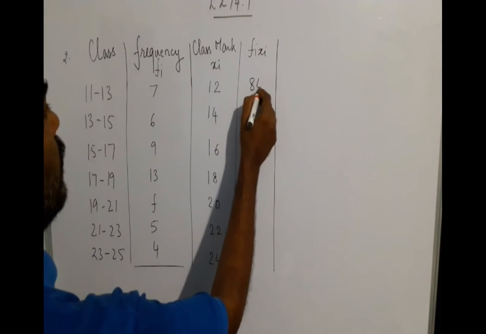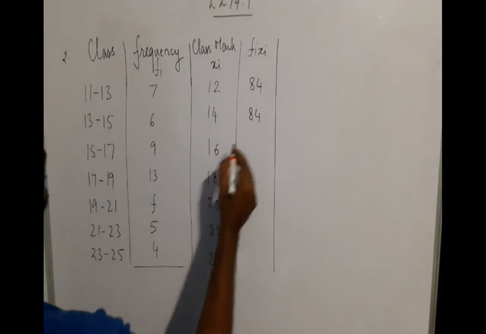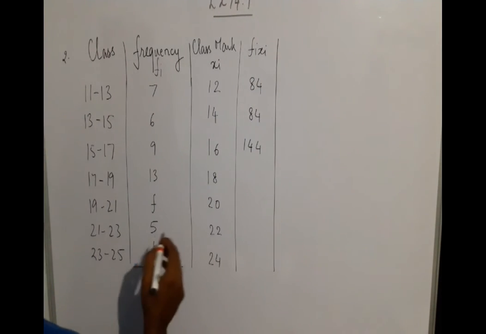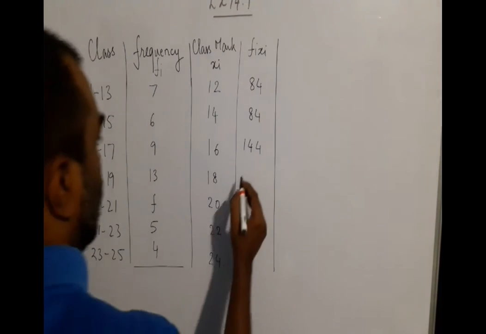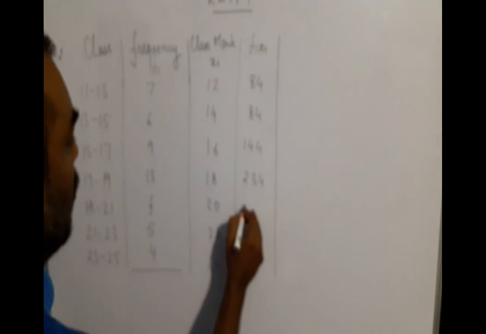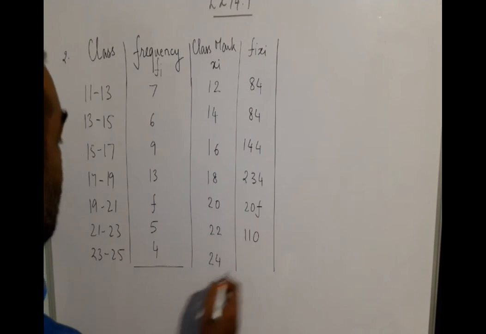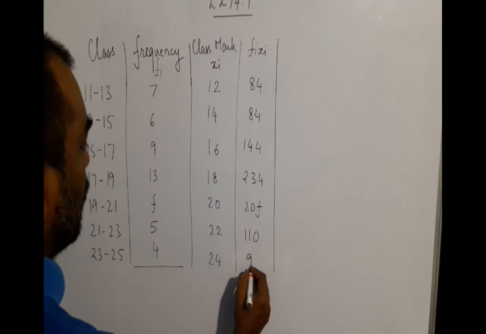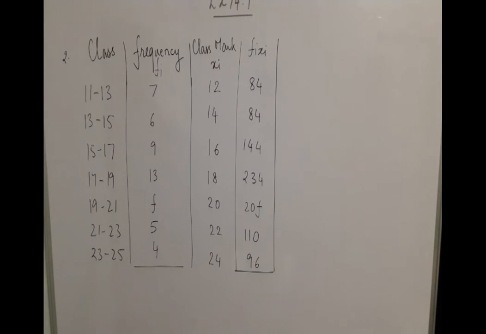7 12s are 84, 14 6s are 84, 16 9s are 144. What is 13 into 18? 13 into 18 is 234. Now here we do not know f, but f into 20 is 20f. 5 into 22 is 110 and 4 into 24 is 96. Okay. Now find out sigma fi.